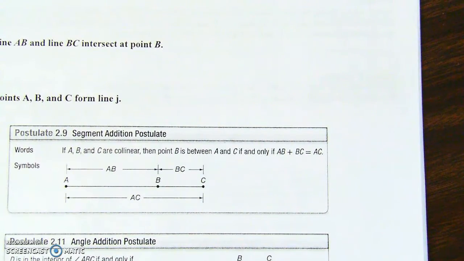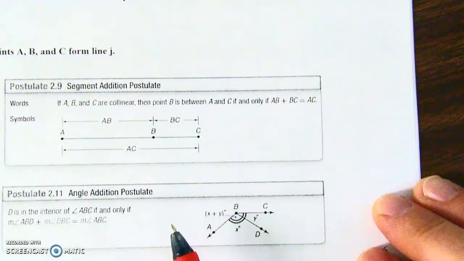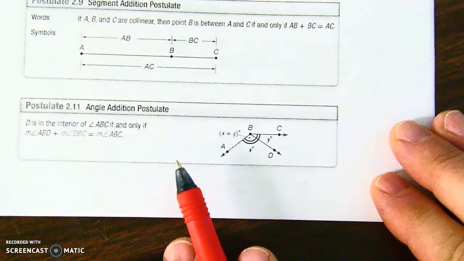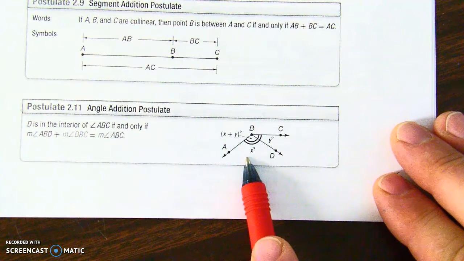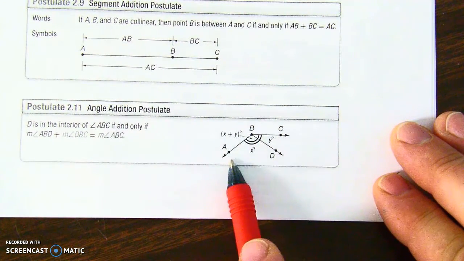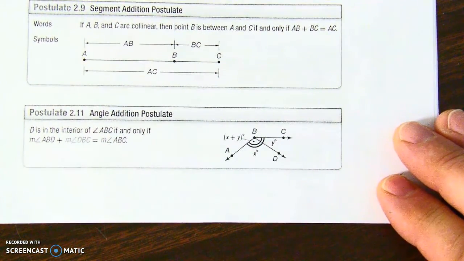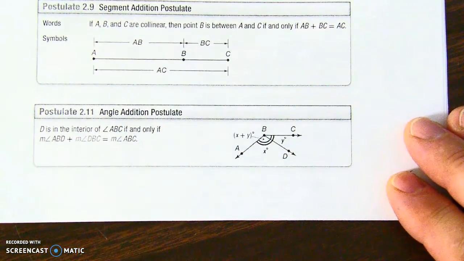Same concept. And then we have the angle addition postulate, which is pretty much the same thing. We're taking two angles and adding them up to be a total angle of ABC. So again, with the angle addition postulate, we take two angles, add them up, and make them equal to the whole angle. Okay, let's go ahead and move on to the next part here.